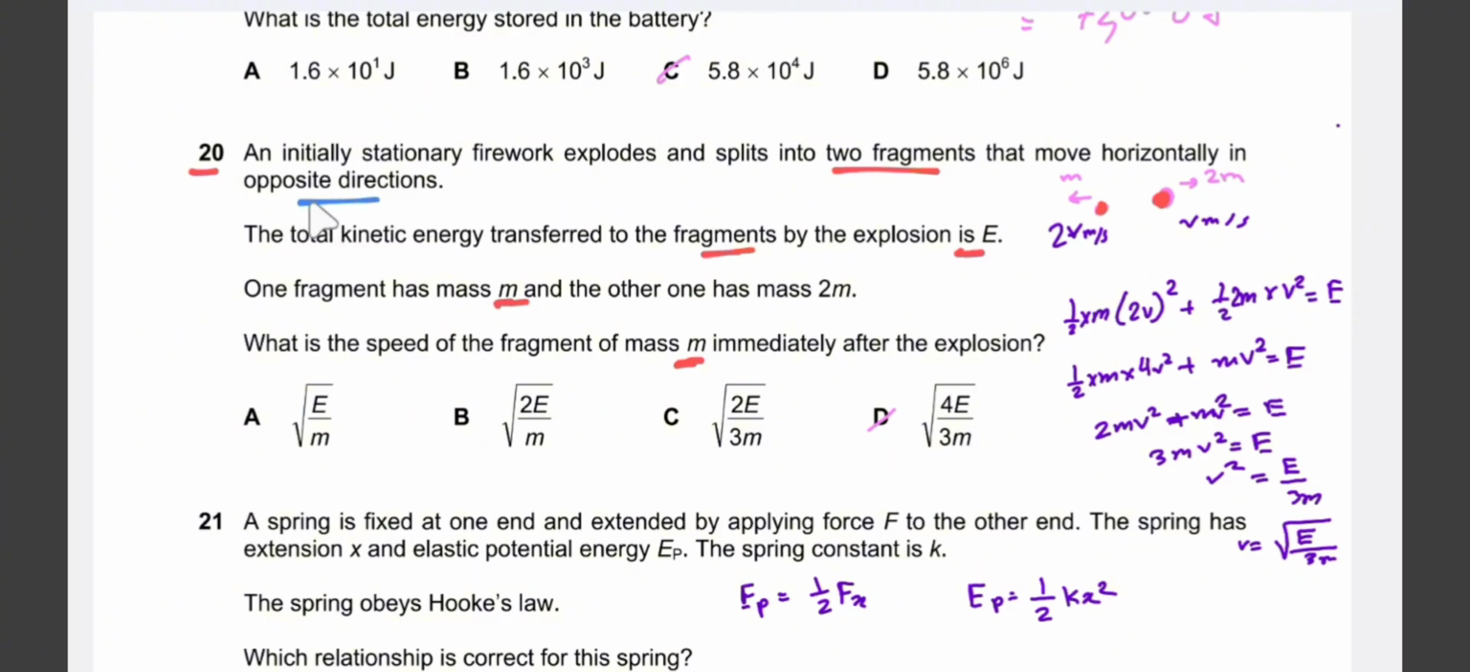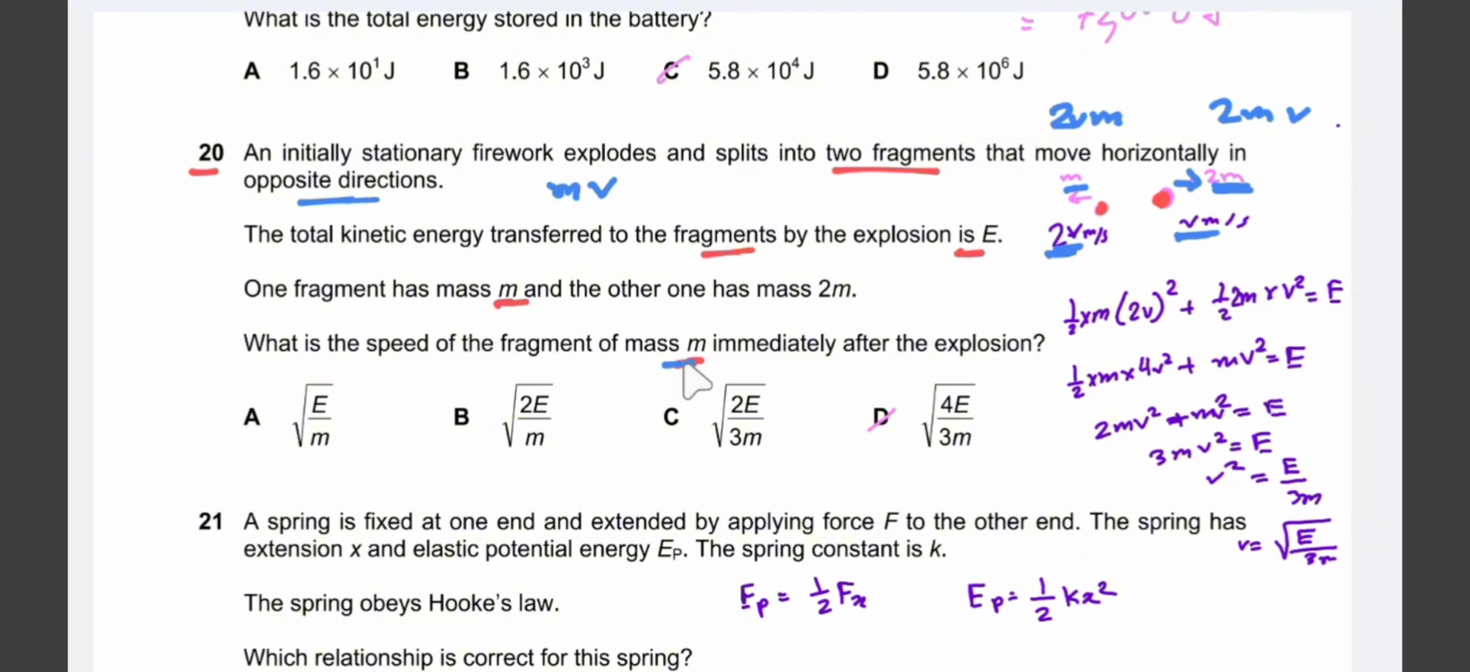Both the fragments are moving in opposite directions, and you have to remember that the momentum is always conserved. Momentum is mass times velocity. Since it has a mass of 2m, it has a velocity of v, while this has a mass of m, so it must have a velocity of 2v. So 2v into m and 2m into v: the momentum on the right is equal to the momentum on the left. So the mass m has a velocity of 2v, and the mass 2m has a velocity of v.